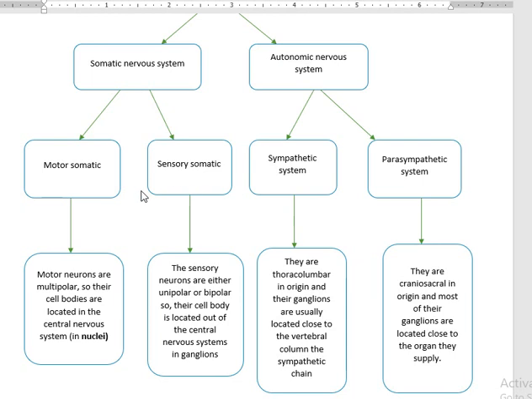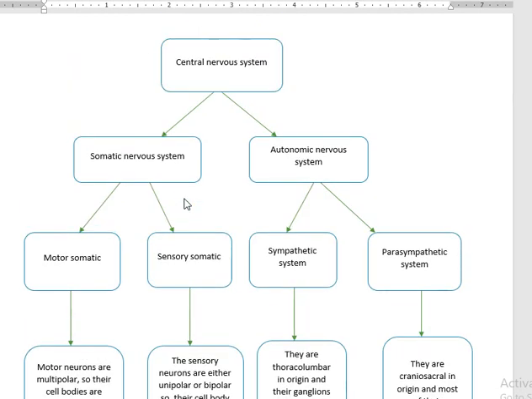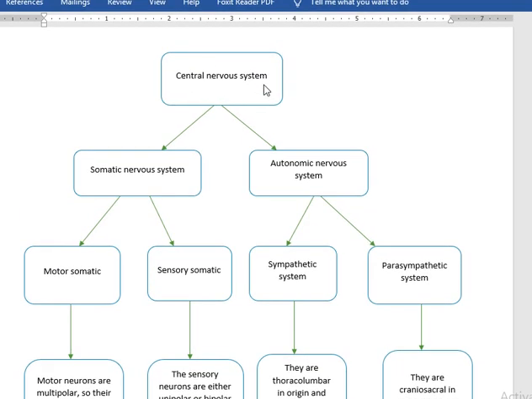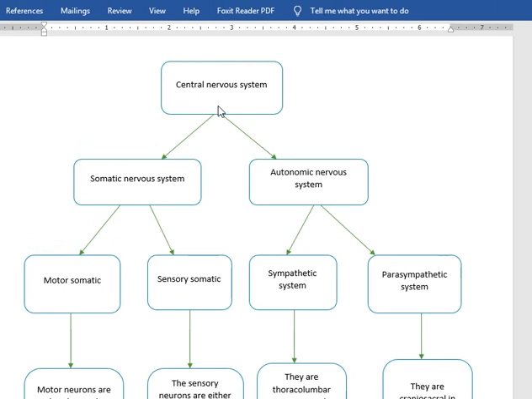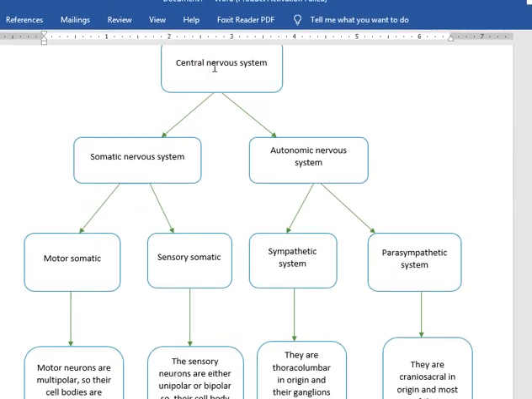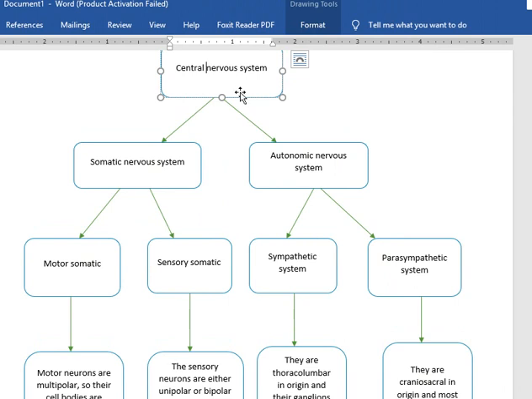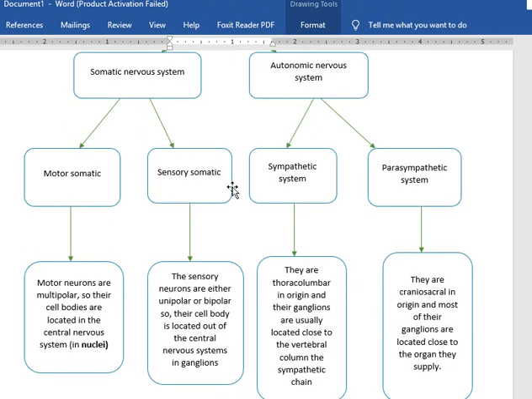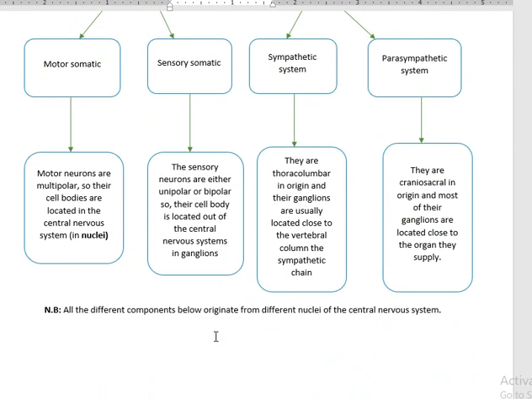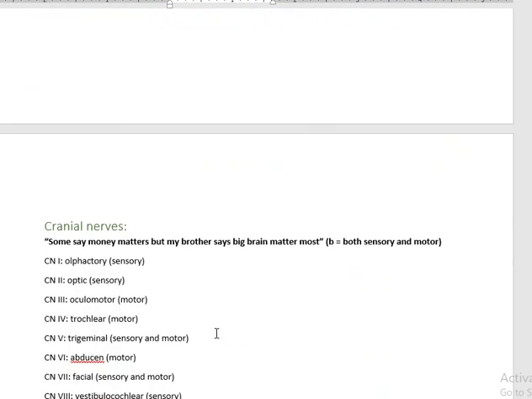So that's a brief introduction to the nervous system. So this is nervous system and not central nervous system. So nervous system is divided into 2 parts. So at this point, we remove central nervous system, but instead nervous system. Now let's move to the next portion.